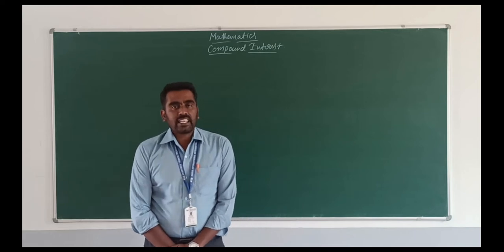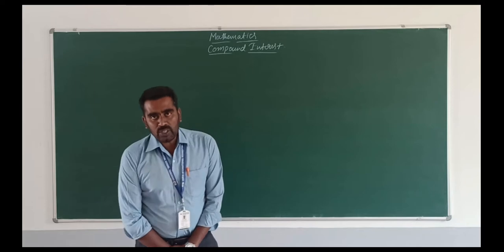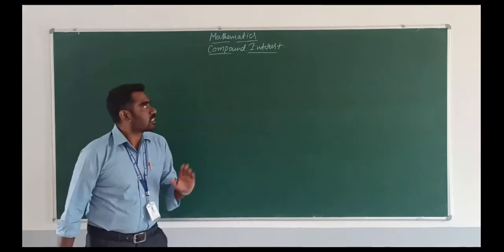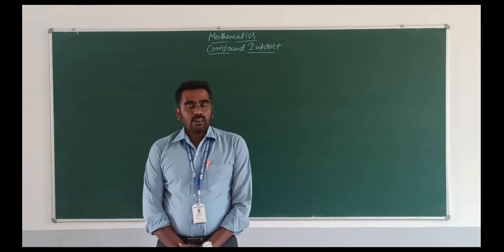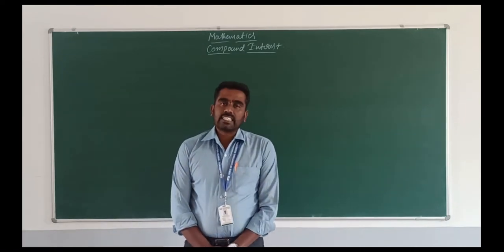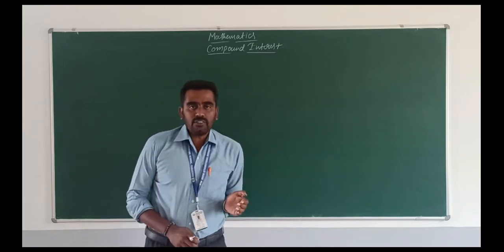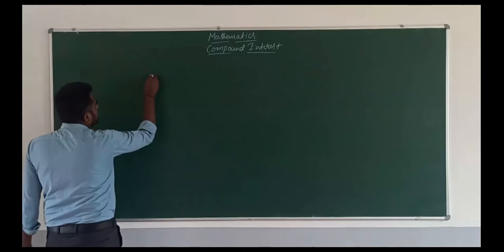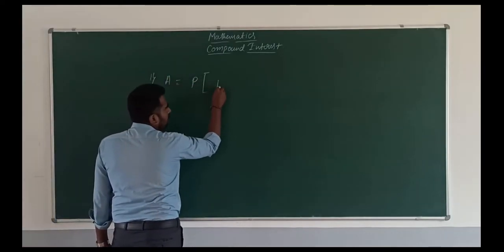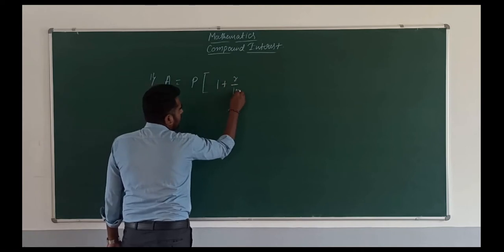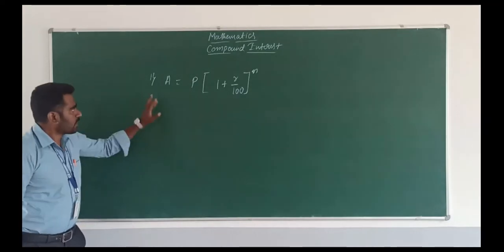So, in order to make it easy and fast, we use certain formulas. So, in today's class, let us study the chapter compound interest by using formulas. We have two formulas to find the amount. One is when the interest is compounded yearly, the formula for finding the amount is A is equal to P of 1 plus R by 100 whole to the power n. This is the first formula.